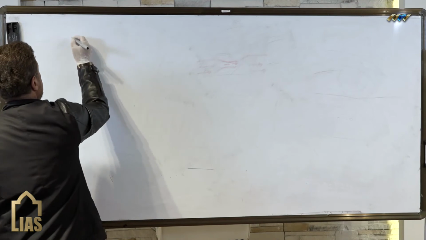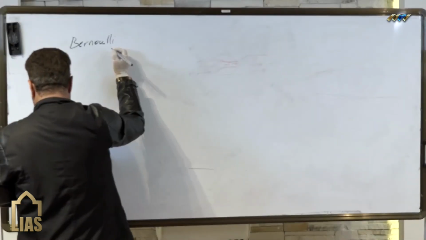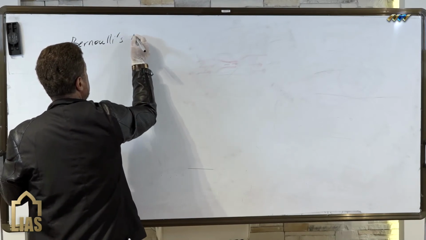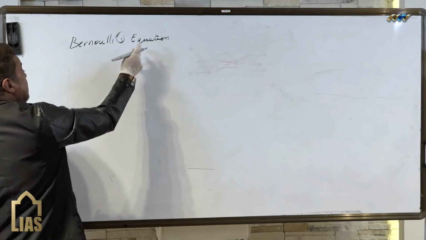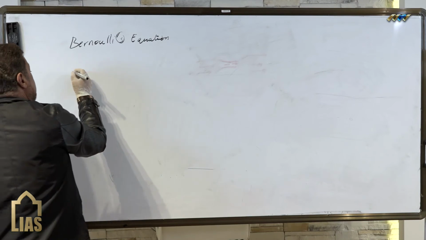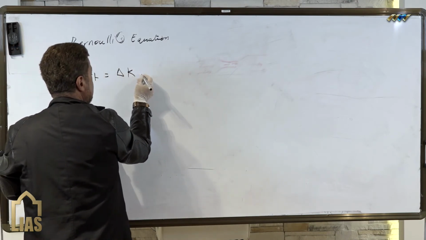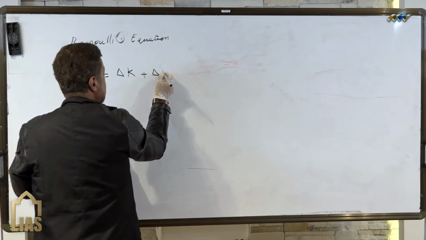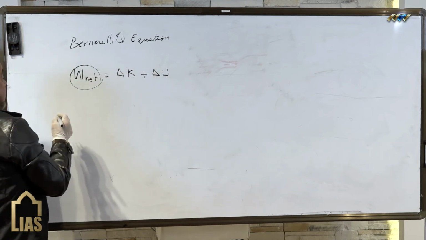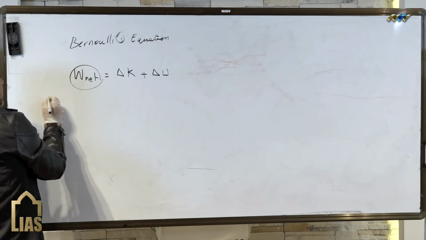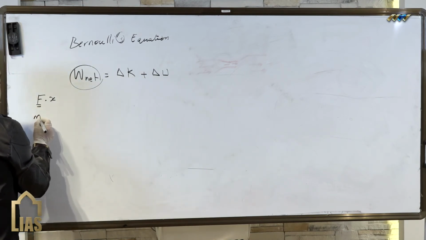Bernoulli has an equation, so we call it the Bernoulli equation. He used the work, or net work, and the net work we have taken before is the change in kinetic energy plus the change in potential energy. The work is force times x, and the force here is m a.